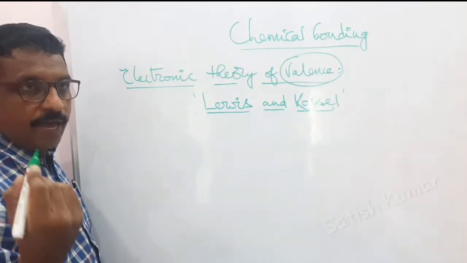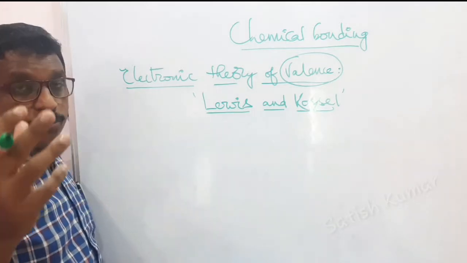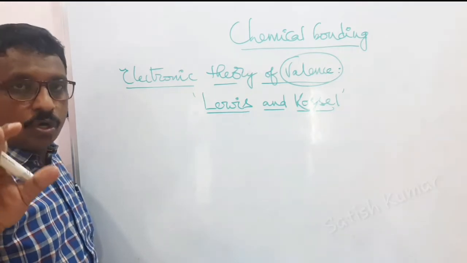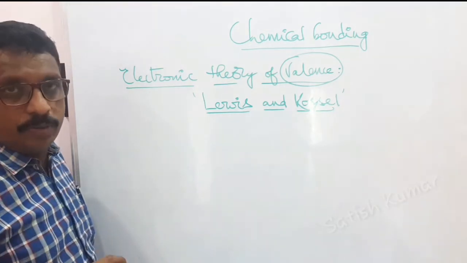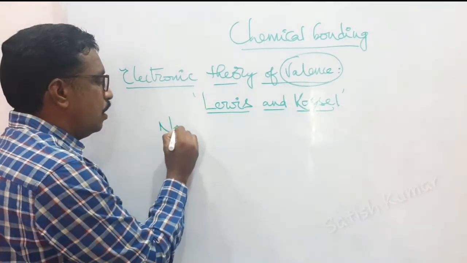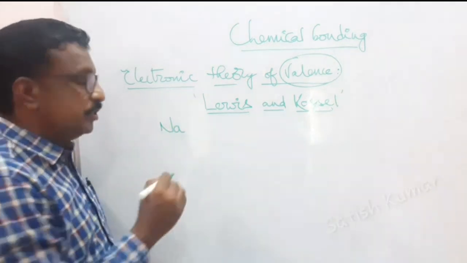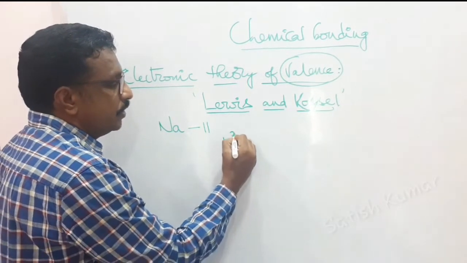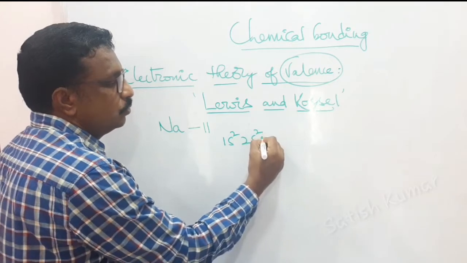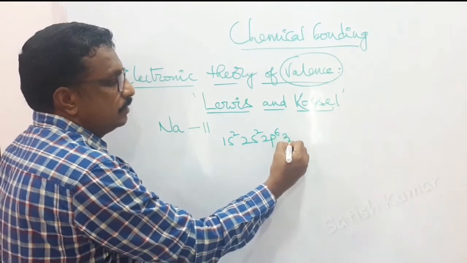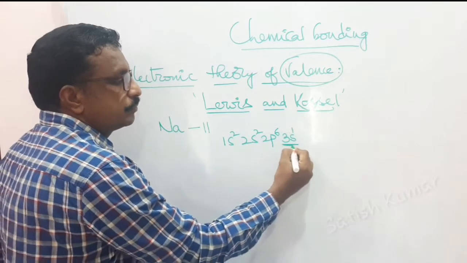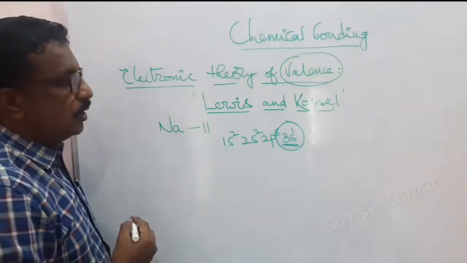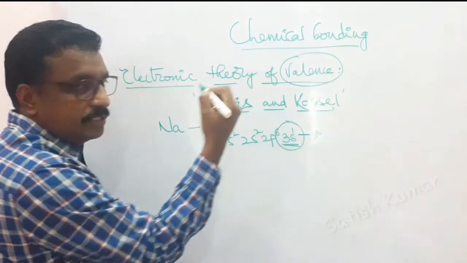What is valence? Valency, the outermost shell, outermost electrons, these terms are familiar to you because these are explained in periodic classification of elements. Consider an atom, sodium. Sodium is an atom and its atomic number is 11, so I am going to write its electronic configuration as 1s2, 2s2, 2p6 and 3s1. So this is the outermost electron, so I can say this is the valence electron.